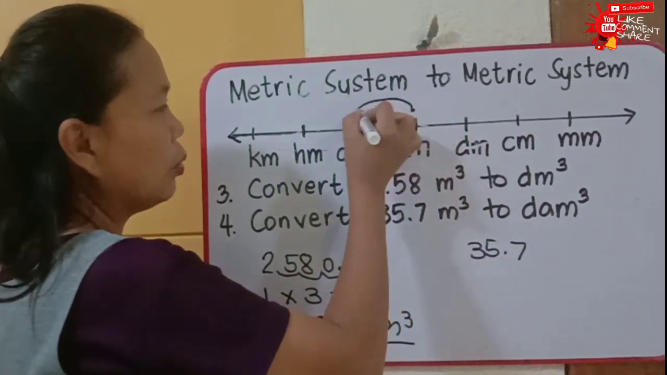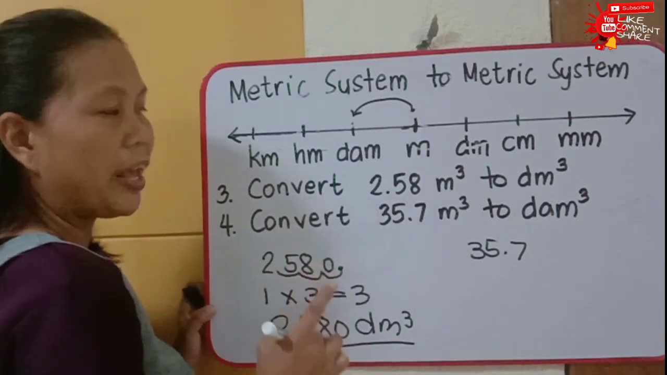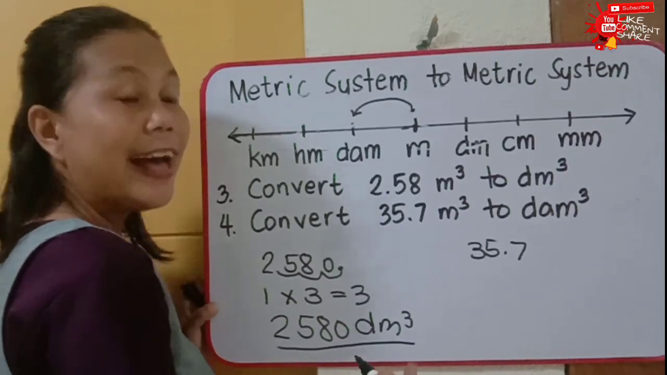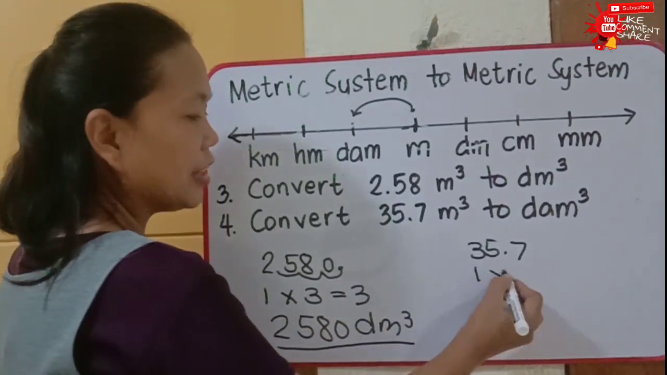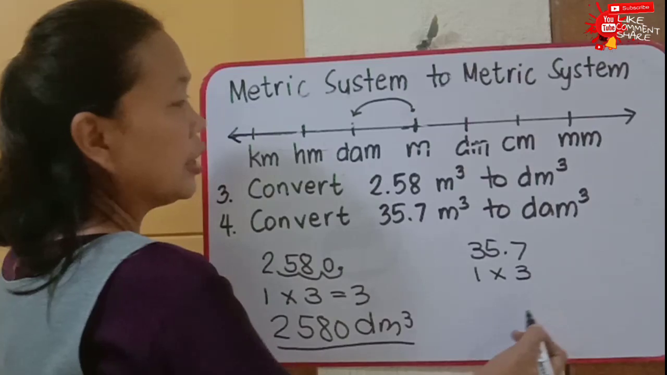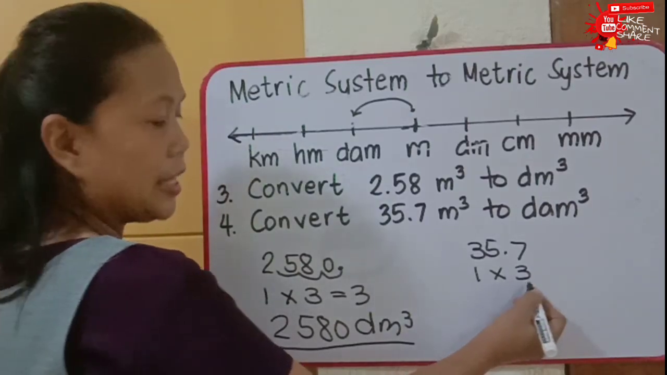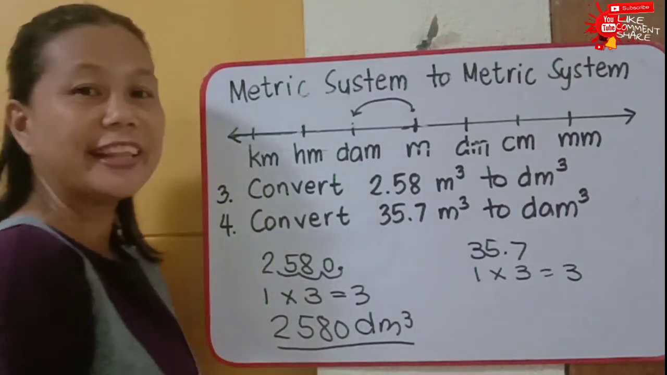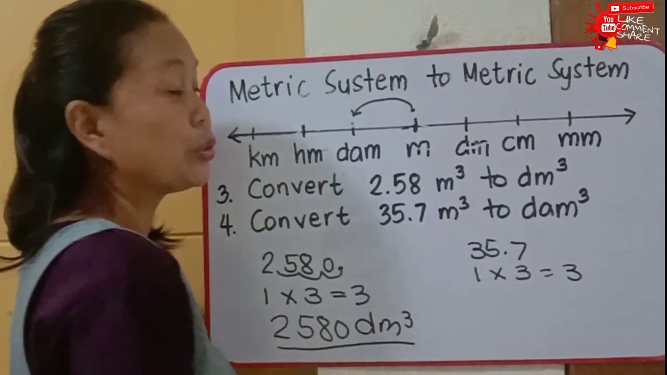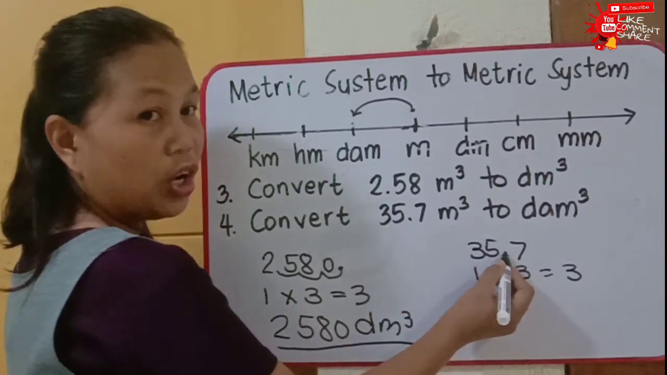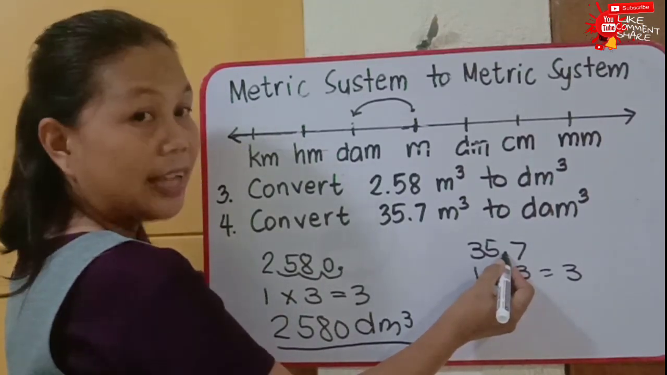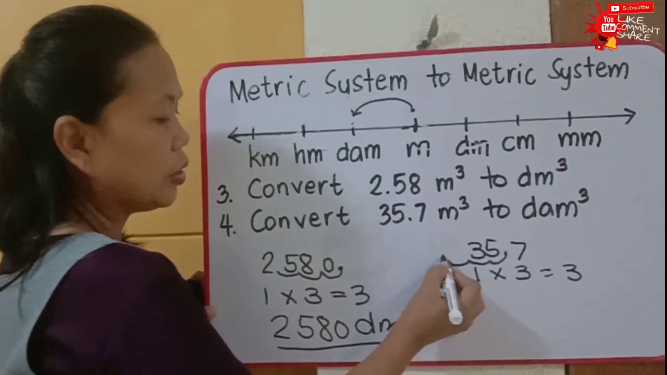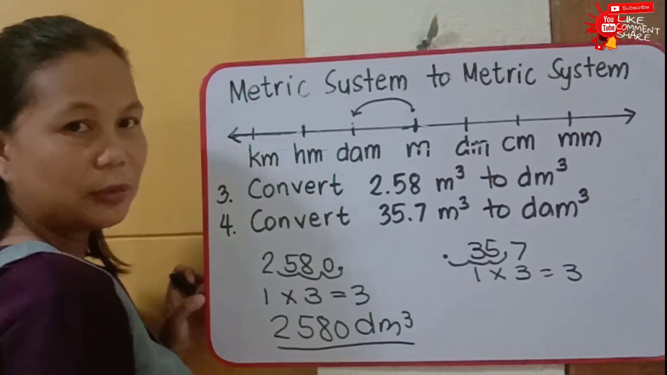So we have here 1. So we only have 1 space from meter to decameter. And the direction is to the left. So again, do not forget to multiply the number of spaces by 3. So 1 times 3 is 3. So it means that we will move the decimal point 3 times to the left. So this will be the location of the decimal point in our given example. So we have 1, 2, 3. So this will be the new location of the decimal point.